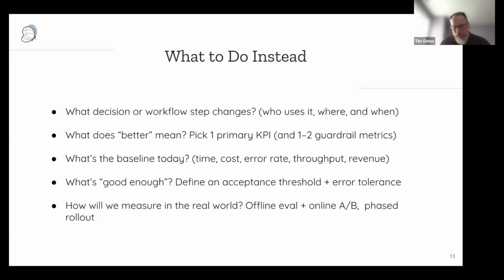And then how are we going to measure that thing? We have seen a large range of ways of measuring things, and I'll talk about one particularly nice example in a minute. So, are we going to do some offline evaluation? Are we going to run it over historical data and see would we have done better? Are we going to do some online A/B testing?